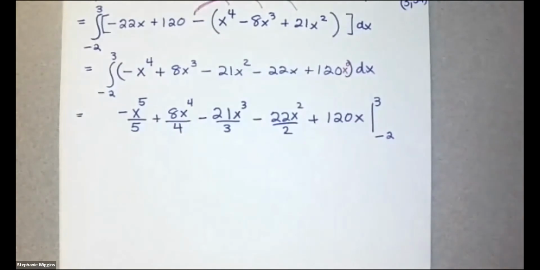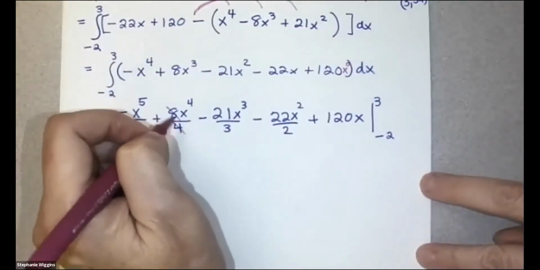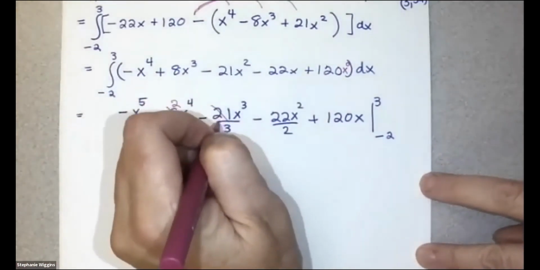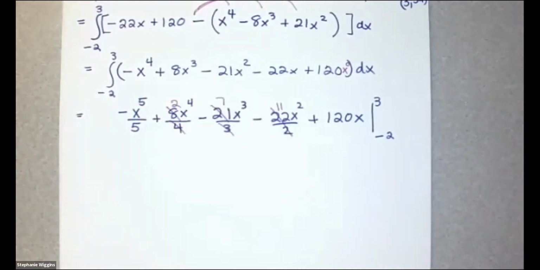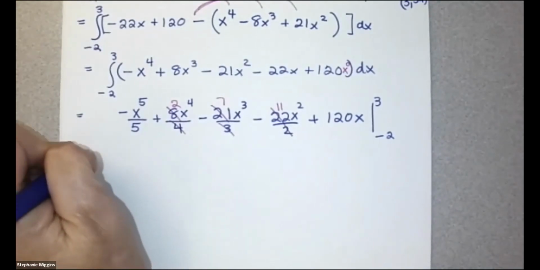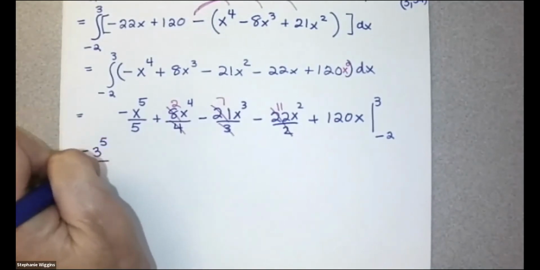By the way, I'm just going to go ahead and simplify this. This cancels and that becomes a 2. This cancels and that becomes a 7. This becomes -11, okay, like that. So we're going to get -3 to the 5th over 5.